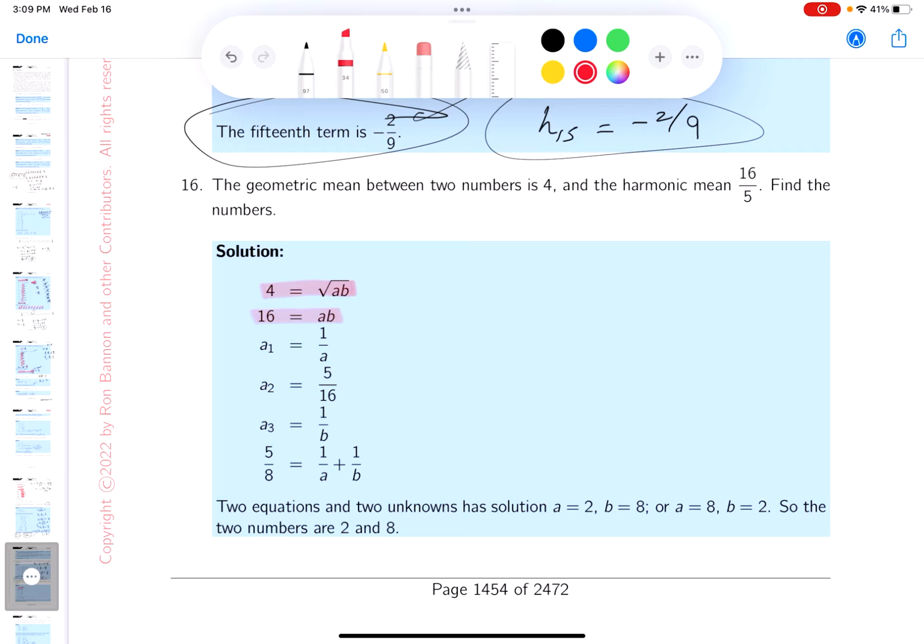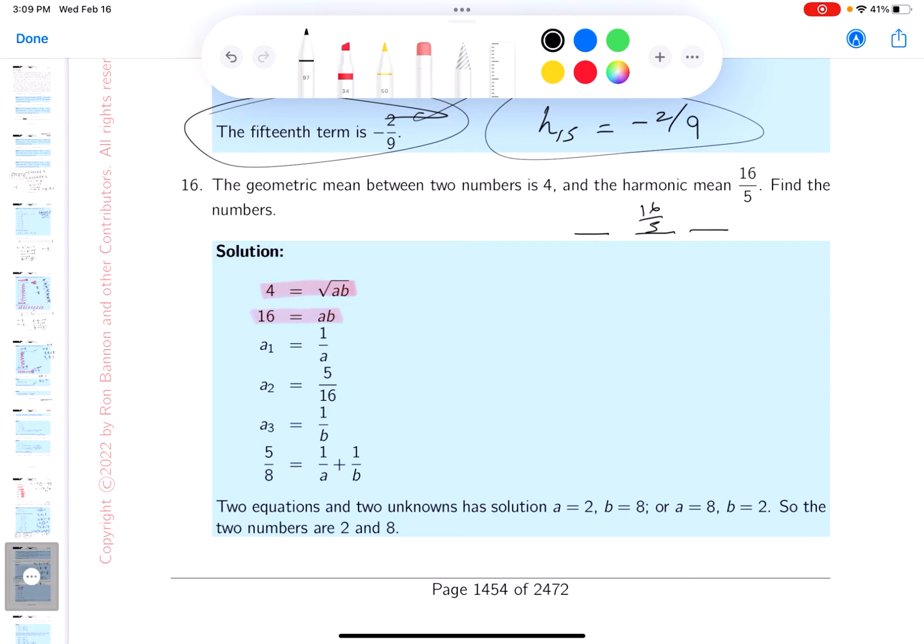They say the harmonic mean between those two numbers is 16 over 5. All right, so I still have this over here. And this is the harmonic now. So the harmonic mean is 16/5. Well, I think I have to go back. And someone says, what do you got to go back to? I got to go back to the arithmetic one.